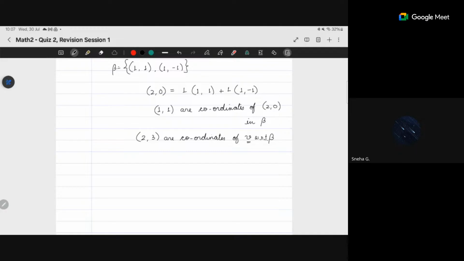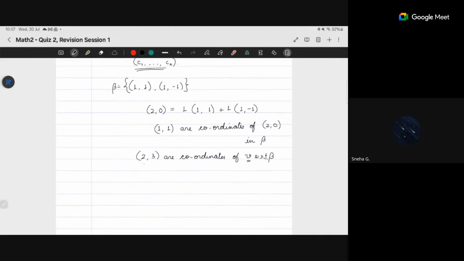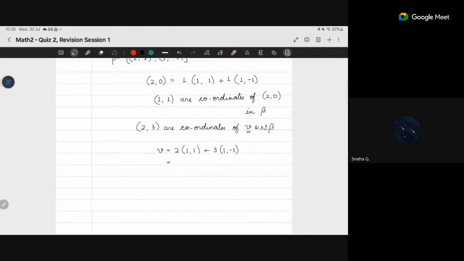then what are the coordinates of v? How will you recover that? What does it mean to say 2, 3 are the coordinates? It means that they are the coefficients with respect to this ordered basis, which means that v is 2 times 1, 1 plus 3 times 1, minus 1. So what would that be? 5, minus 1.